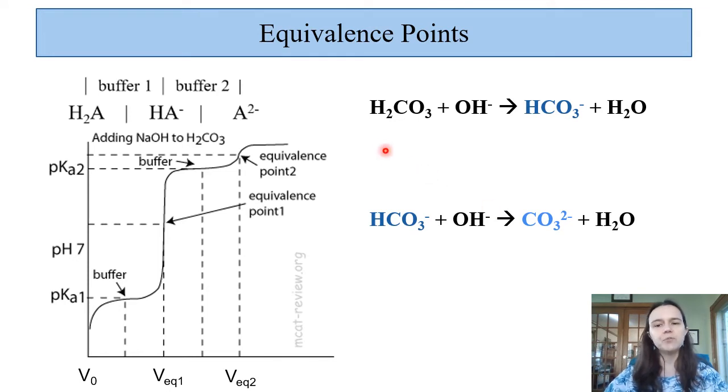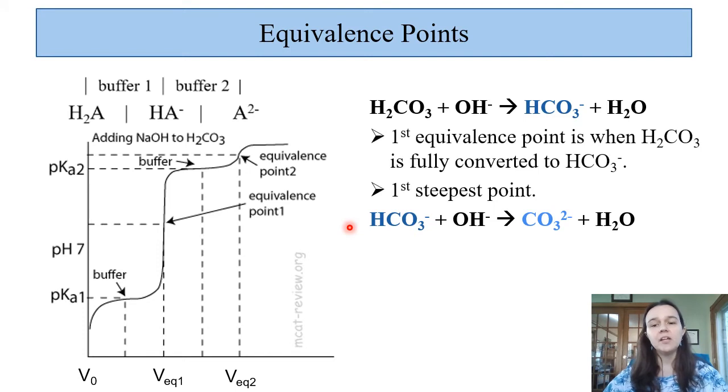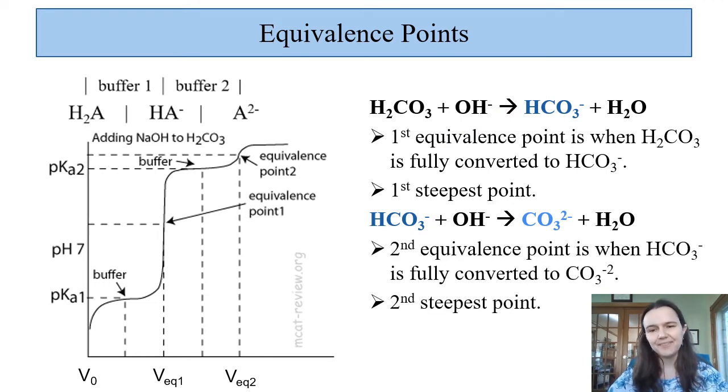Regarding the equivalence points, when we have these two reactions, the equivalence point means that that reaction has come to completion. So our first equivalence point is when H2CO3 is fully converted to HCO3-, and that is our first steepest point in our plot. So right here, first equivalence point is going to be that location.